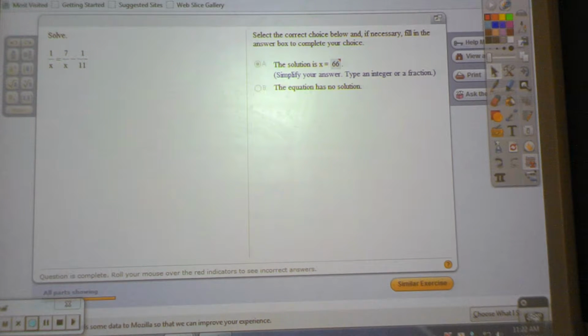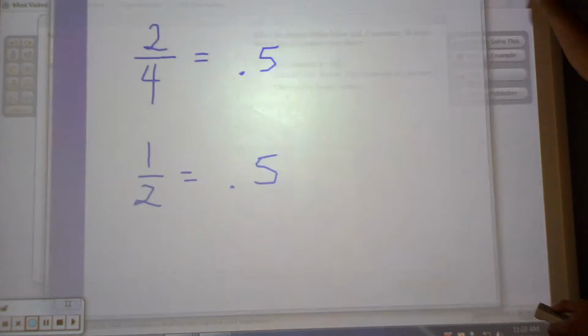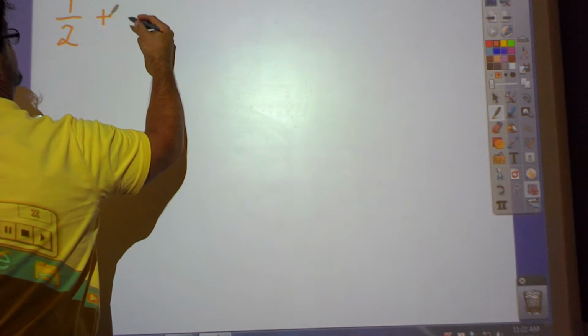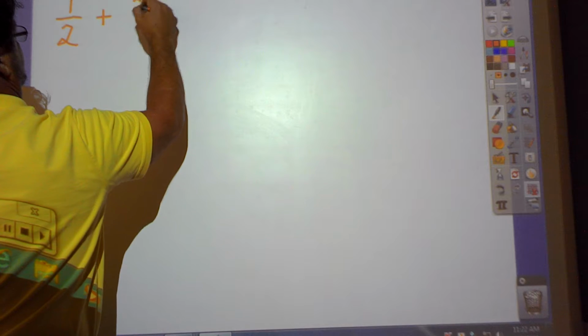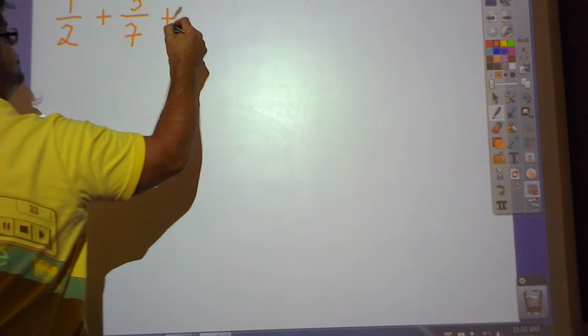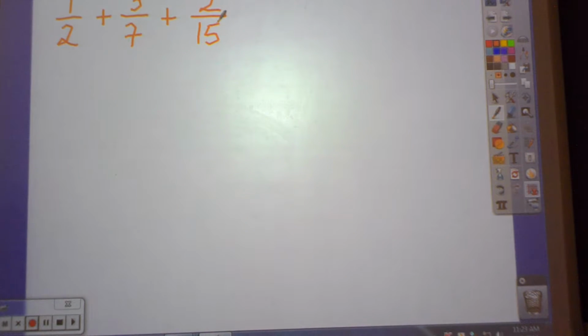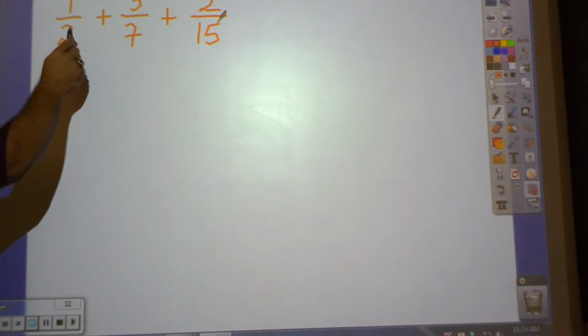Now, some of y'all a while ago wanted to learn how to use that do-jigger. I'll go to another page. And let's say you want to find the common denominator of 1/3 plus 3/7 plus 2/15.